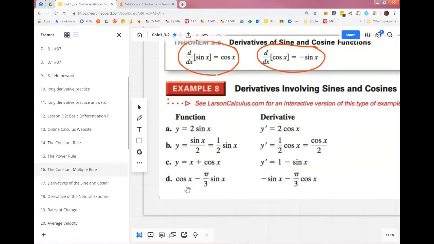Let's go down to part D. The function is cosine x minus pi over 3 sine x. So we got two parts here. Just take the derivative of each part. First, what's the derivative of the cosine? Look up here. Oh yeah, minus the sine of x. Second part, what's the derivative of negative pi over 3 times sine x? Just let the constant be. Pi over 3 is a constant. And what's the derivative of the sine? The cosine.